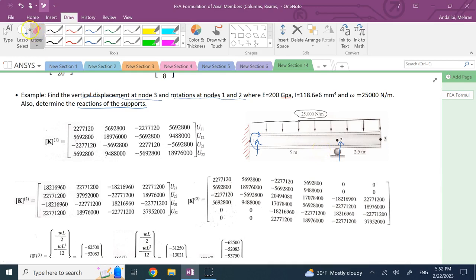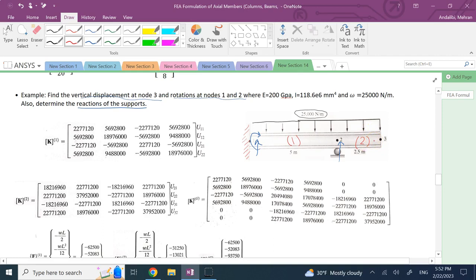So how many elements do I need here? 2, only 2, right? This is element 1 between nodes 1 and 2, and this is element 2 between nodes 2 and 3. And you might say, why didn't you use more nodes and elements? Well, I don't need it. Why? Because between 1 and 2, everything is the same. Between 2 and 3, everything is the same. So I really do not need to use more elements and nodes here.